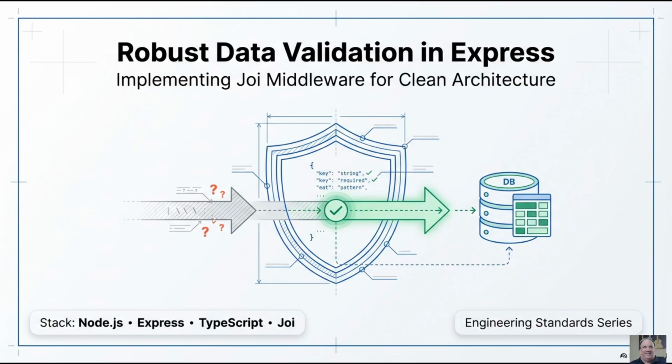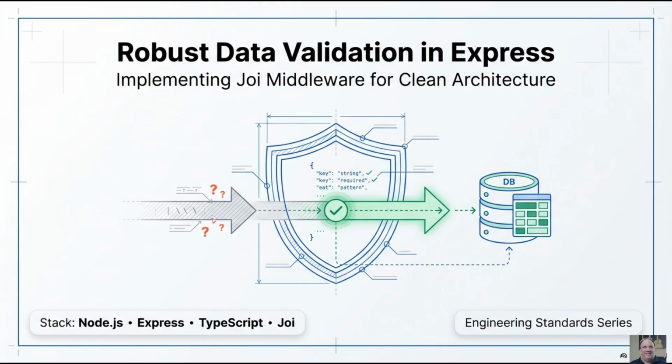Welcome, everyone. Today we're going to talk about something that separates amateur Express applications from production grade ones, and that's how you handle data validation. So here's the reality. Every single piece of data that comes into your API from the outside world is suspect. It could be missing fields, wrong types, malicious payloads, you name it. So your job as a developer is to make sure that none of that garbage ever reaches your database.